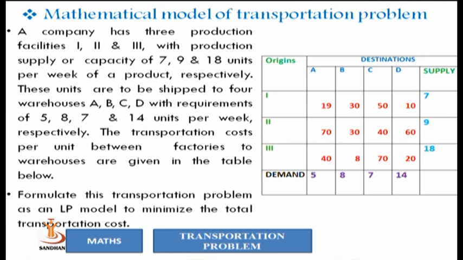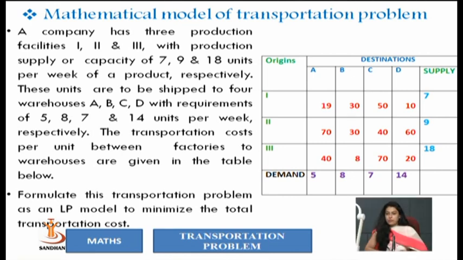The transportation costs per unit between factories to warehouses are given in the table. So if you look at the table, you can see different origins 1, 2 and 3 shown in the green color. We have different destinations named A, B, C and D shown in the blue color. So basically the problem revolves around picking up this product from origins 1, 2 and 3 and delivering them to the destinations A, B, C and D.